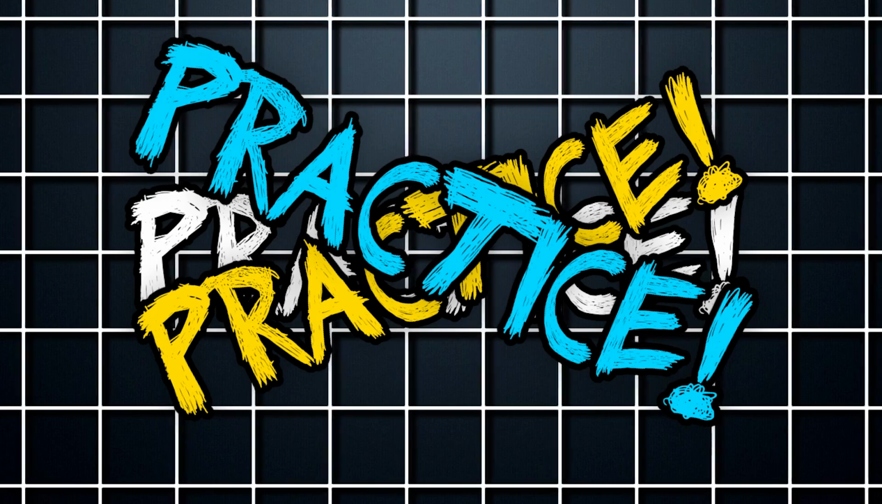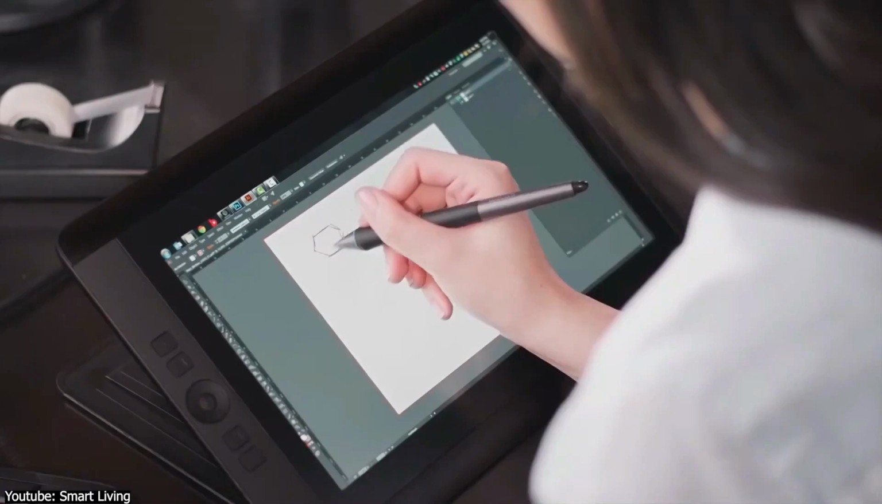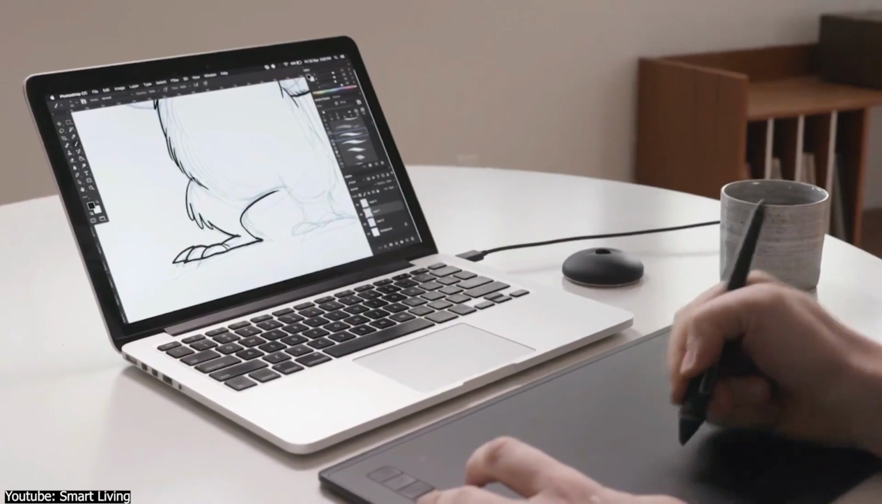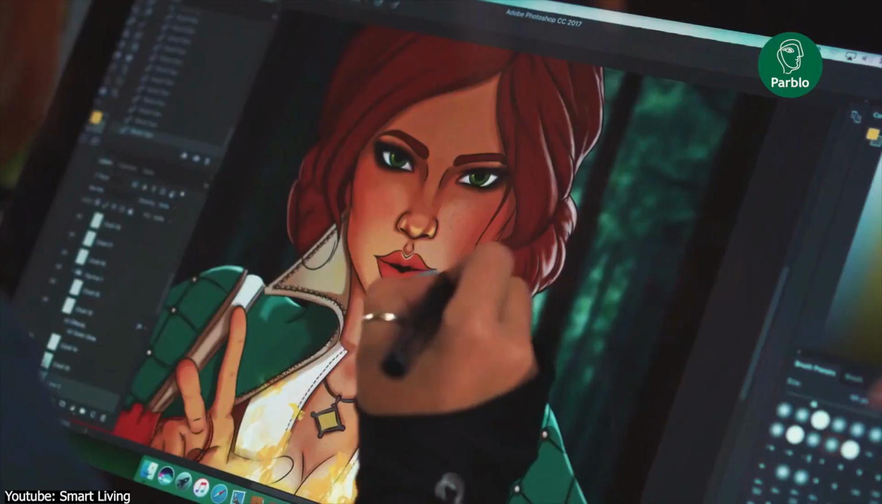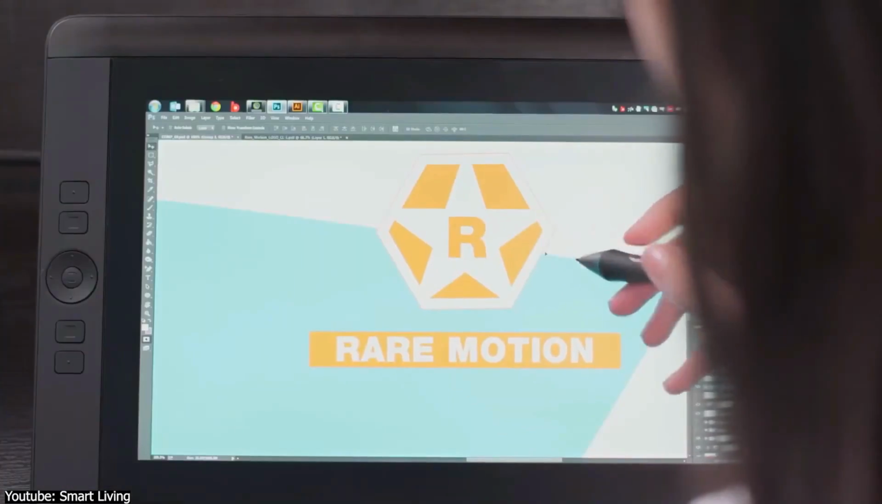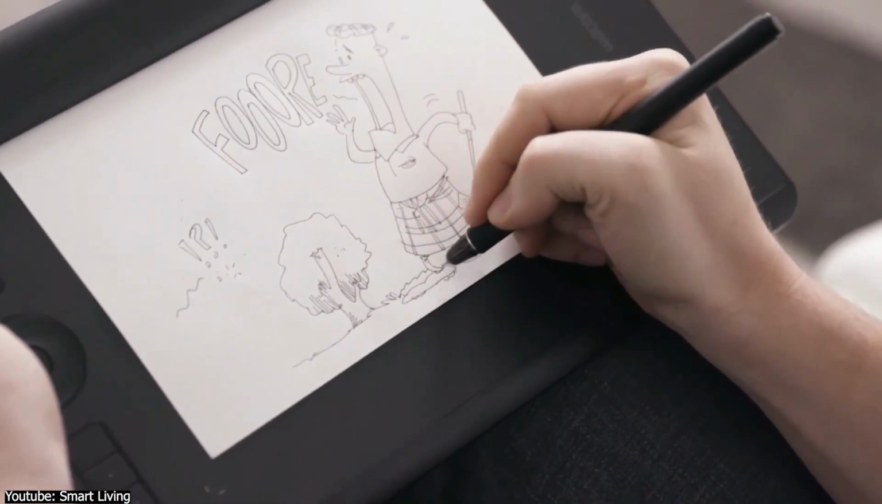Practice, practice, practice. Another great tip is to practice using your tablet. And by practice, we do not mean just using your tablet to draw right off the bat. That can be extremely overwhelming and might make for an uncomfortable experience that can push you away from using your tablet altogether. Instead, we recommend you practice using your tablet for non-drawing tasks.